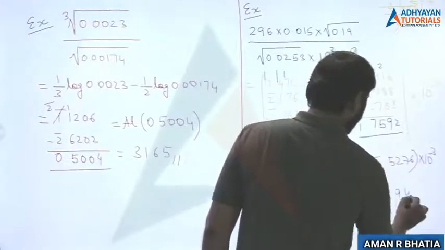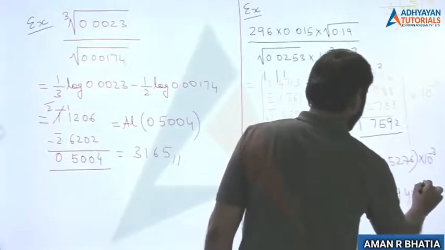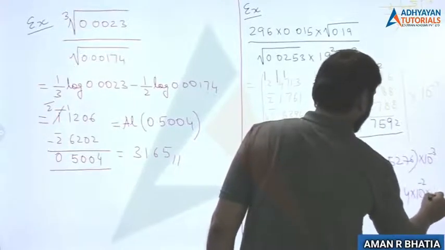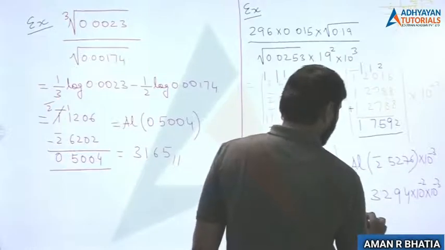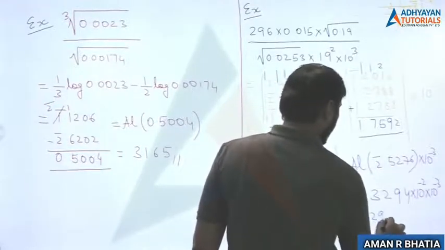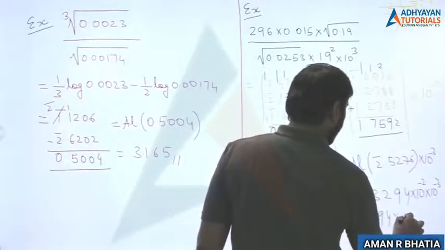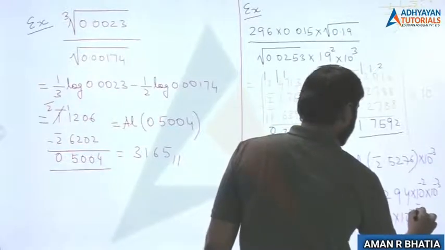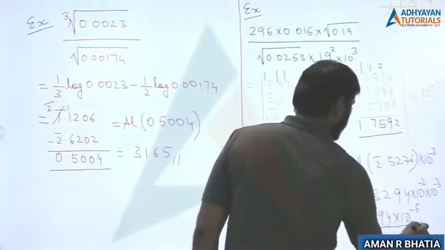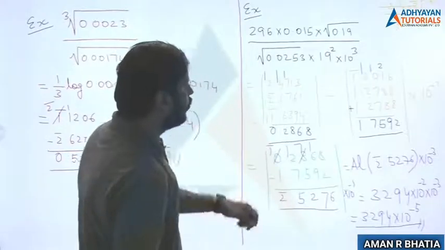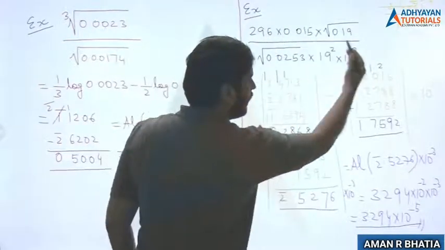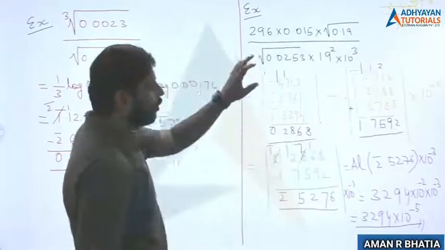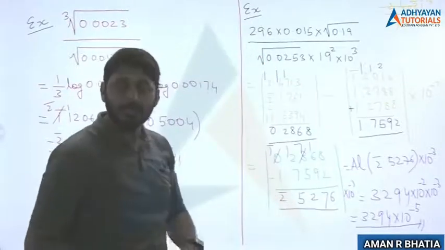I'll make this as a power of 10, so 10 to the power minus 2. Already what I have is 10 to the power minus 3. Minus 3 and minus 2 is minus 5. So my final answer is 3.294 into 10 to the power minus 5. This is my answer, my dear students. I hope this question is also very clear. Now see, such a complex set of numbers, and I have solved it in this much area. So this log makes our calculation very, very easy.